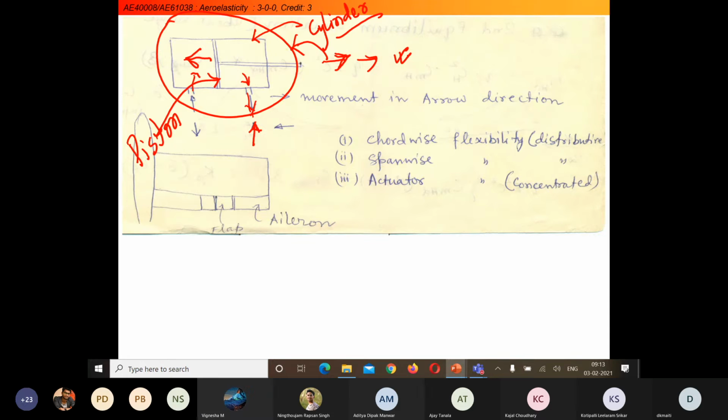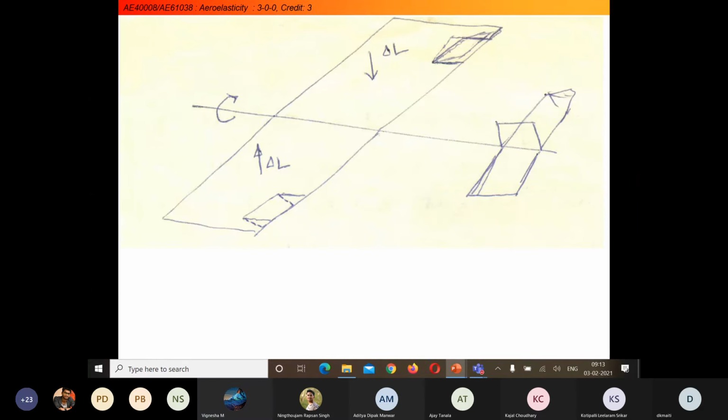Got it, sir. Okay. Let me now come to this. Suppose this is a simple configuration of the aircraft. What I am considering is the fuselage and the wing, both side wings. Depending on the requirement, suppose we are deflecting the control surface in the upward direction on the right side and downward on the left side, what will happen? The total lift force will be increased here.